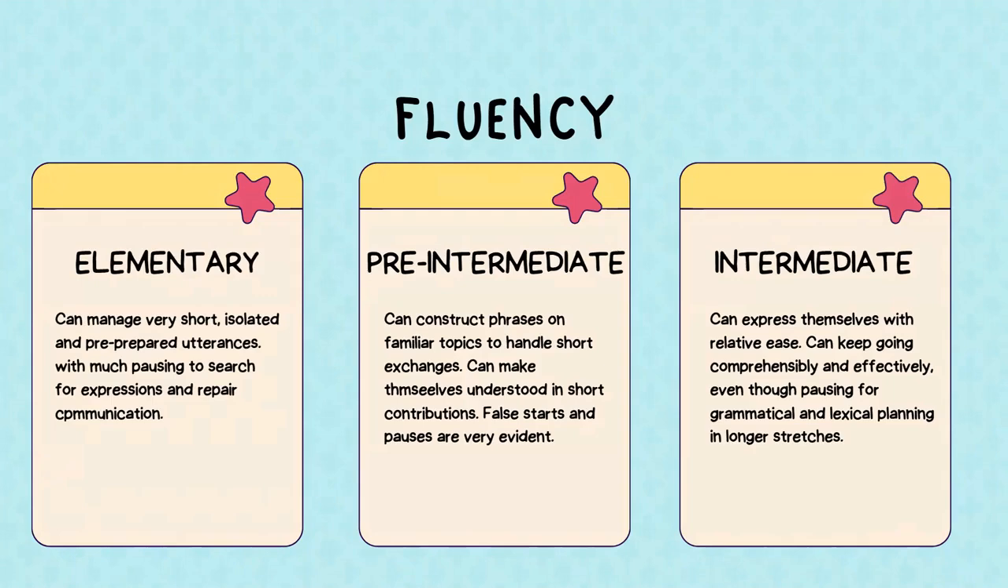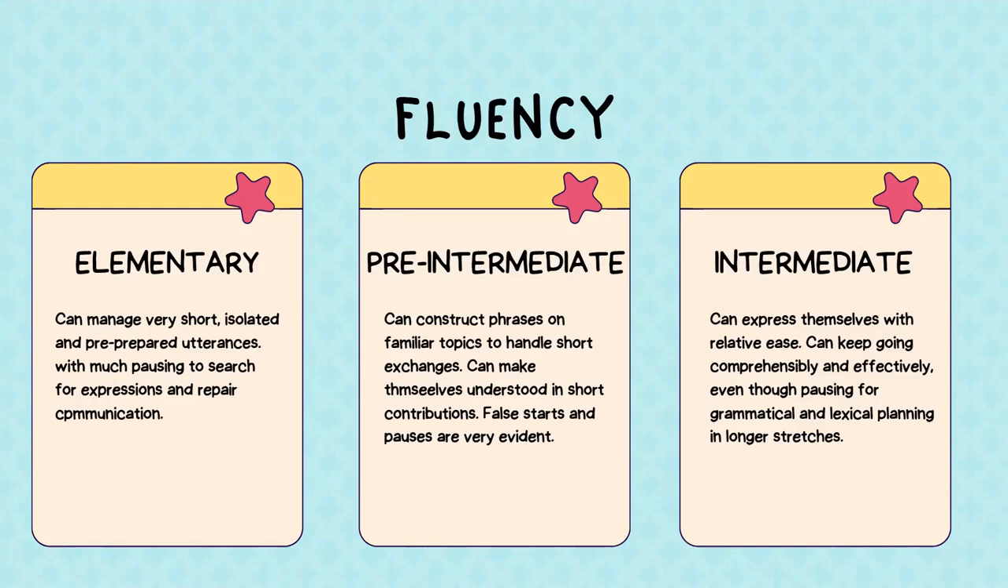Pre-intermediate level students can construct phrases on familiar topics and handle short exchanges. They can make themselves understood in short contributions, though false starts and pauses are very evident. Intermediate level students can express themselves with relative ease.